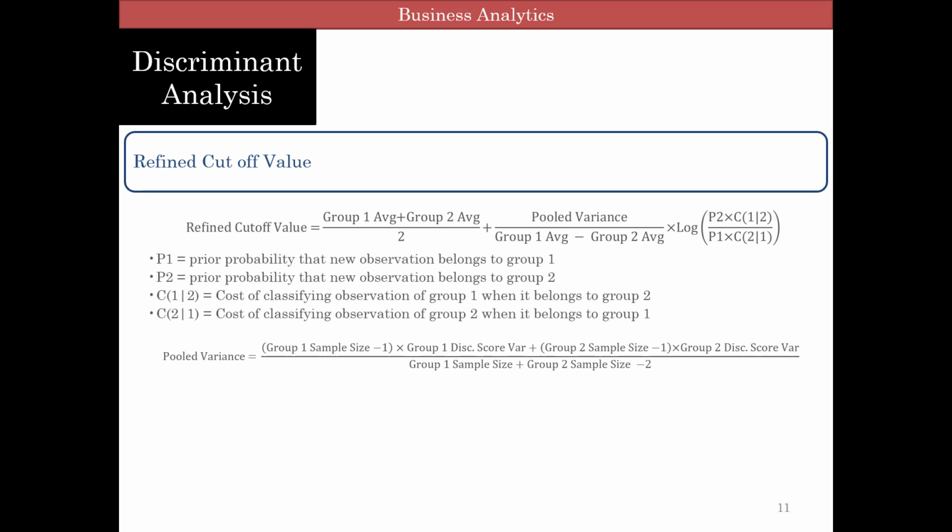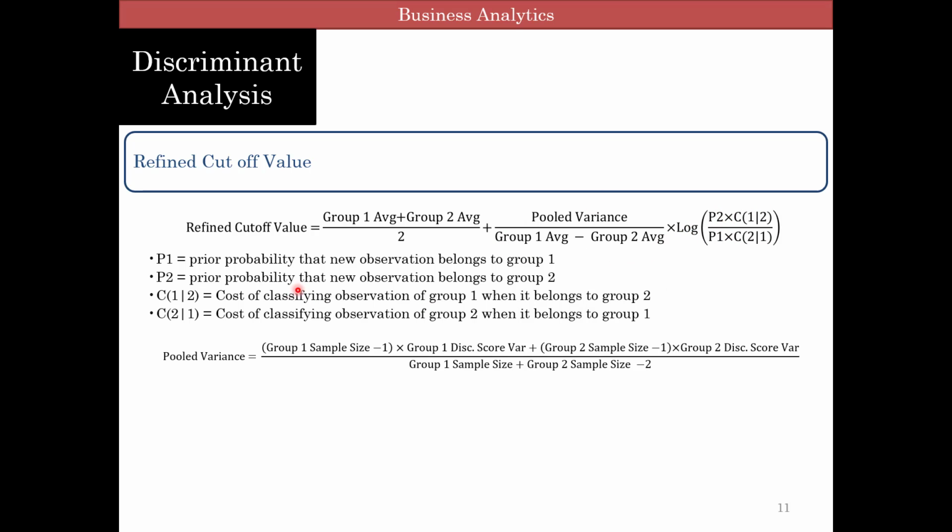So the refined cutoff value is given by this formula, and we'll show in Excel how to calculate it. But it's important to understand this is the first part. This is your old cutoff value. So you're going to take your old cutoff value, and then you're going to add, here is how you calculate the pooled variance. And then you're going to add this ratio and then the log.